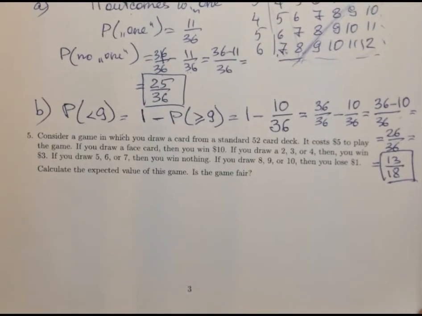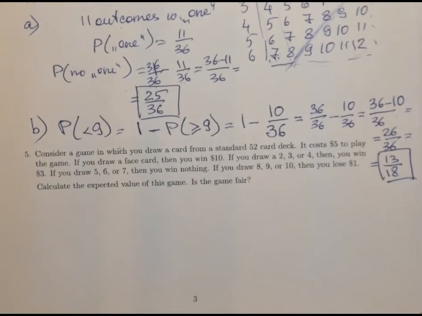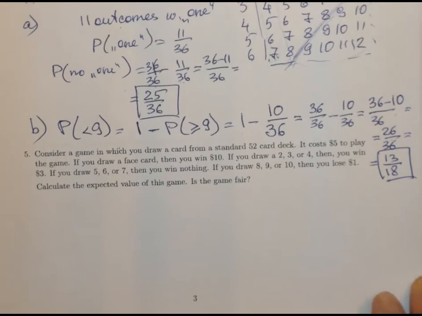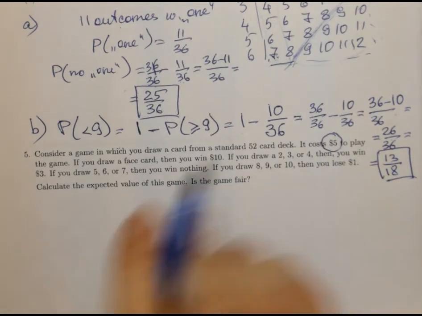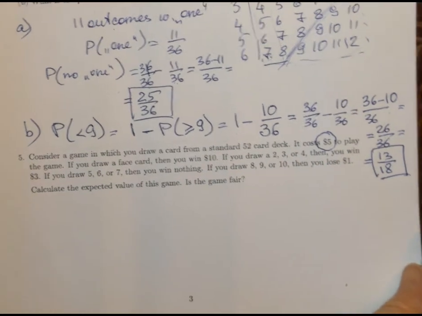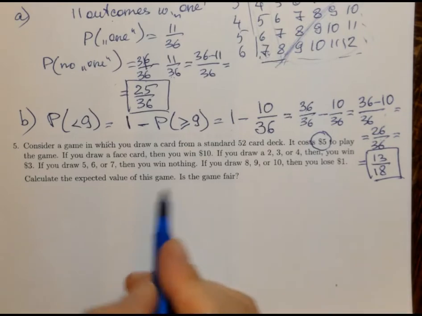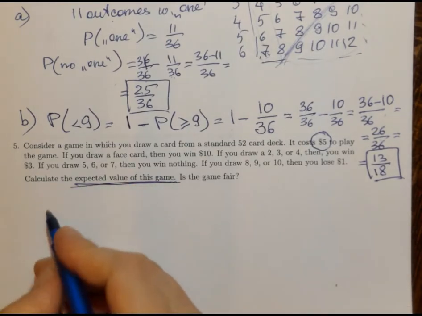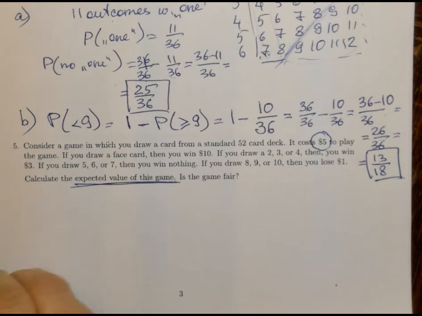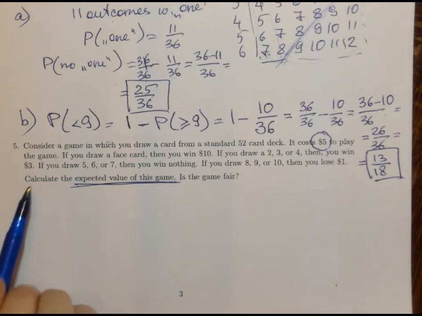The next problem: we consider a game of chance, and we draw a card from a standard card deck. We pay $5 to play the game, and then we will calculate the expected value of this game. So we will add probabilities times the value of each outcome.